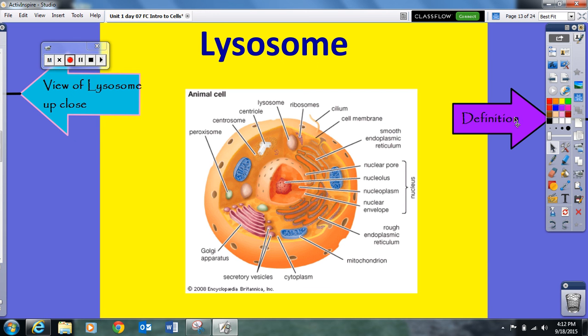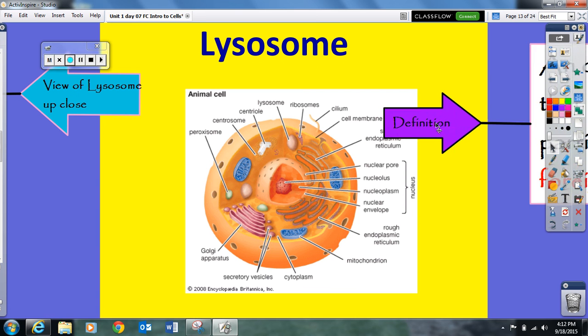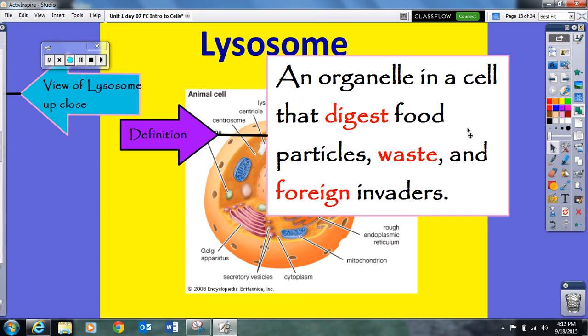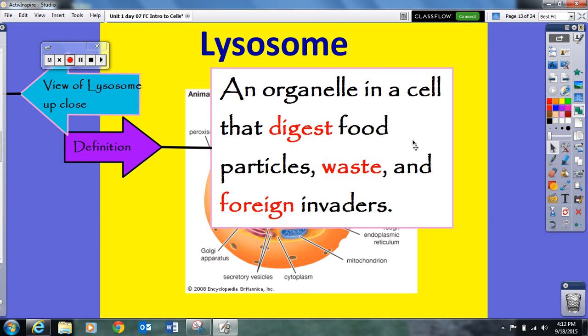Lysosome. This is considered the garbage collector of the cell, because an organelle makes a lot of waste as well. So the lysosome is going to digest the food particles, the waste, and foreign invaders. So anything not wanted in the cell, the lysosome will surround it and break it down.